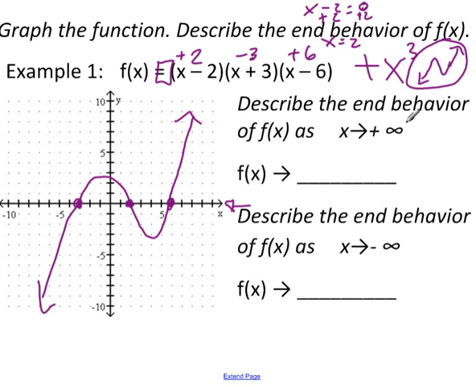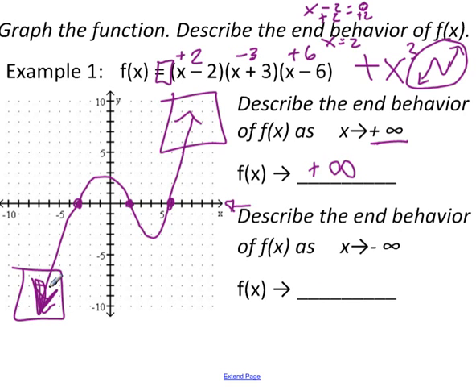Alright, we're still going to talk about our end behavior. As it goes to positive infinity, that's looking at our arrow here, and it's definitely going up. So that's talking about a positive infinity. It's going to go up forever. Negative infinity, that's looking at our left side. Which way is this arrow pointing? Well, it is pointing downward. So that's going to be a negative infinity.